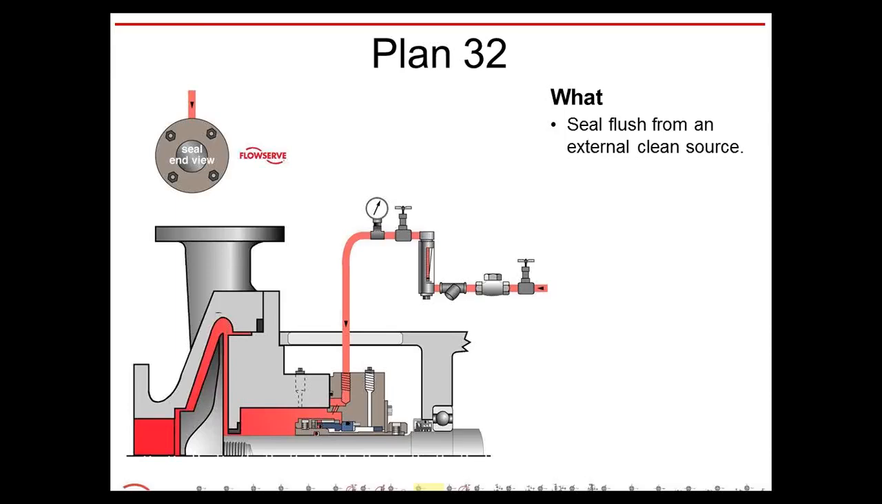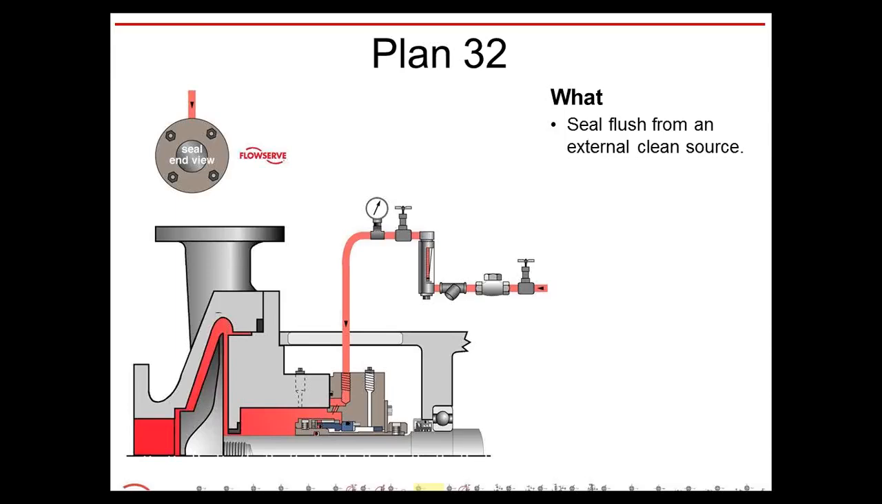Plan 32s might be, say you have a plant water that's been treated, you've got a lot of it, and it's nice and cool, and you're like, well, I can pipe that back into my seal chamber and use that as a flush. That's where something like this is used.